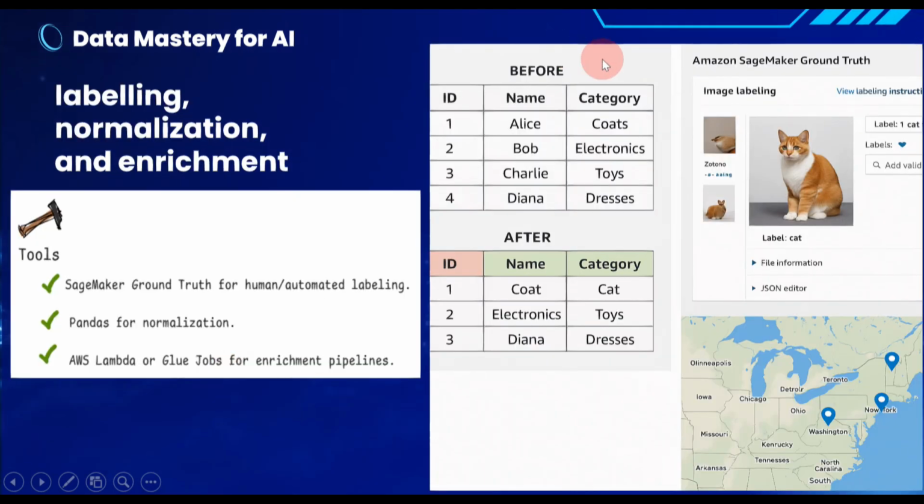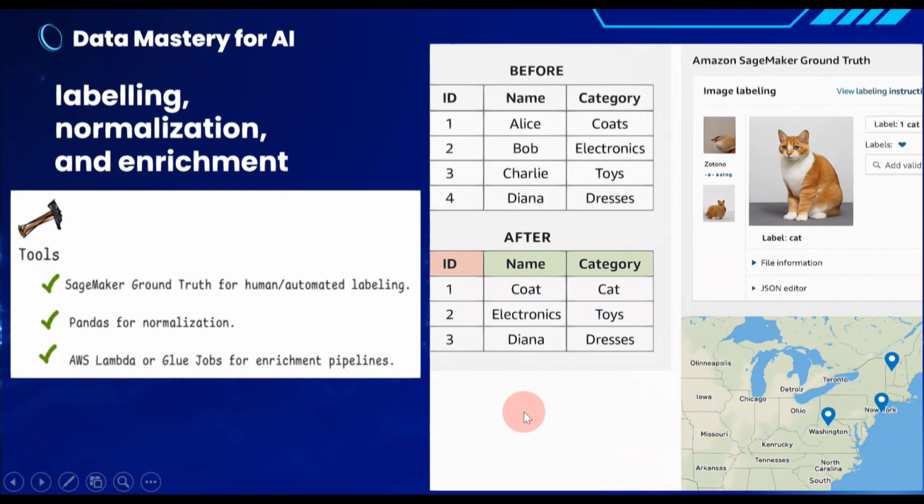So this is what happens when data goes unchecked. On the screen there are two tables, before and after. In the before table, we see names like Alice and Bob paired with product categories. However, in the after table we see that the product becomes the name and the category turns into animal. Okay, so this is not just messy, it's misleading.